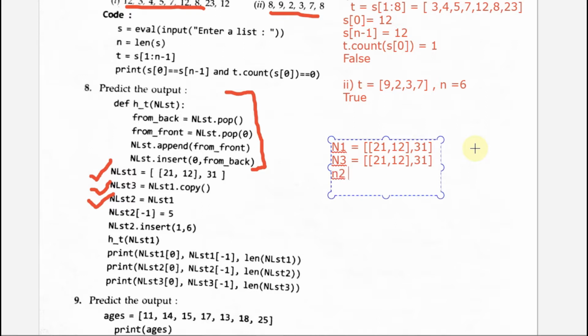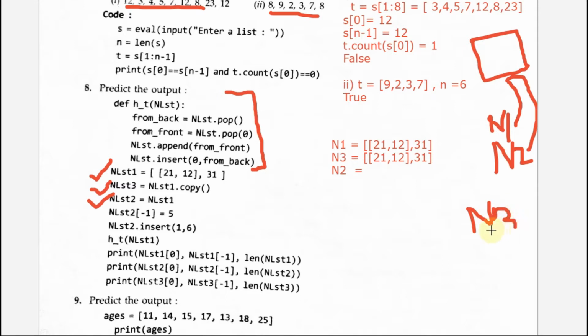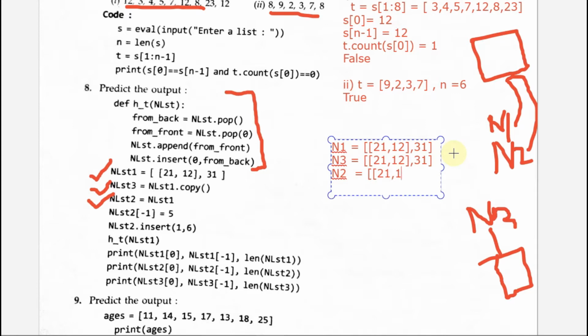And N2, if you see, it is initialized to N1. So N2 is equal to whatever N1 is pointing to. See in the memory how it will be pointing: N1 and N2 both will be pointing to the same memory location where this list is being stored. And N3 will be pointing to a different memory location where this list is stored. So the same numbers as such I'm going to write.